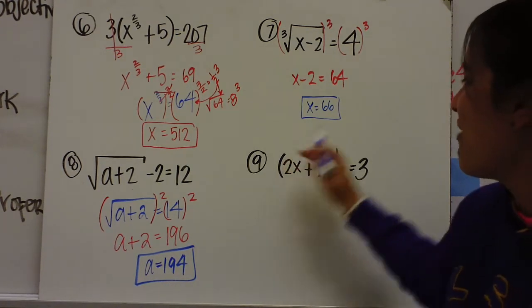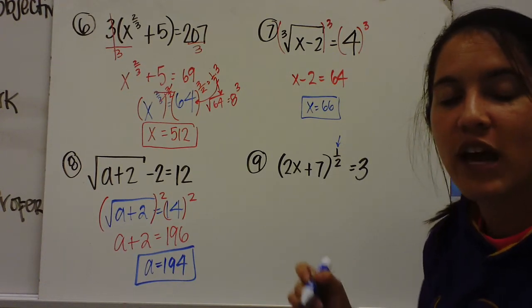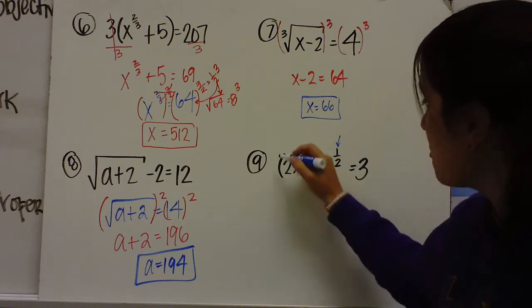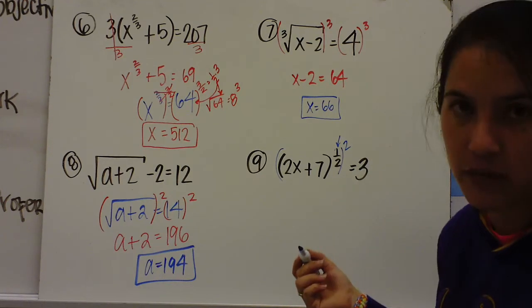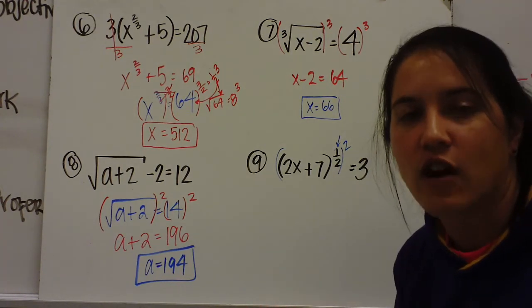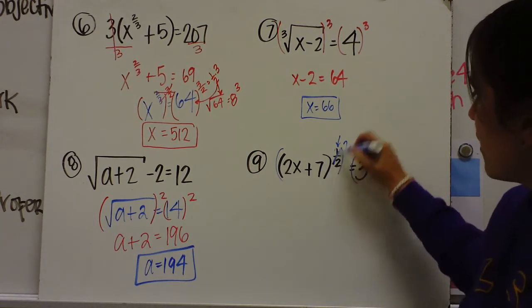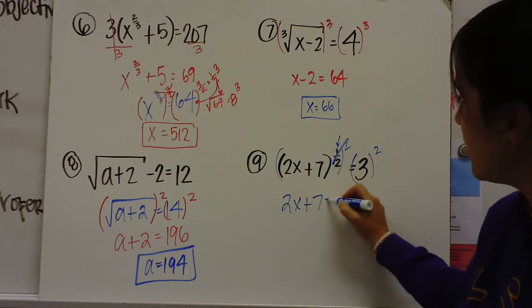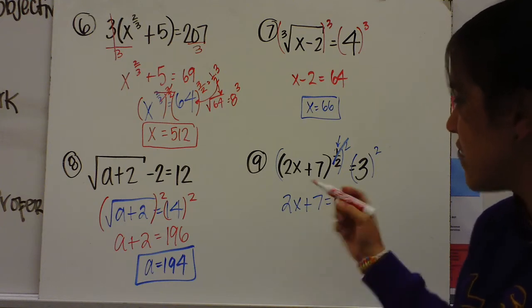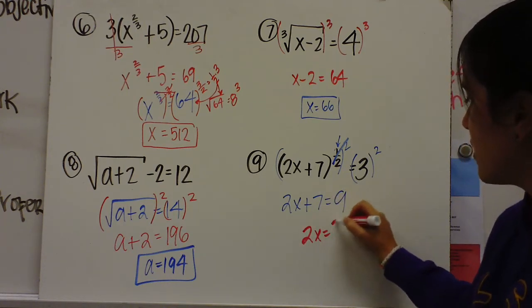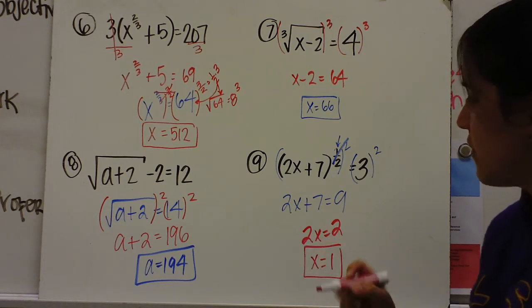Number 9. We have this fractional exponent, so you can undo that by raising everything to the reciprocal power, 2 over 1, which is 2. Anytime you have a fractional exponent, if you're trying to solve an equation, you raise it to the reciprocal power. So I need to raise this to a 2. Those cancel, and I'm left with 2x plus 7. 3 squared is 9. I'm going to subtract 7 on both sides, and I get 2x equals 2. And then I divide both sides by 2, and I get 1. So x equals 1.